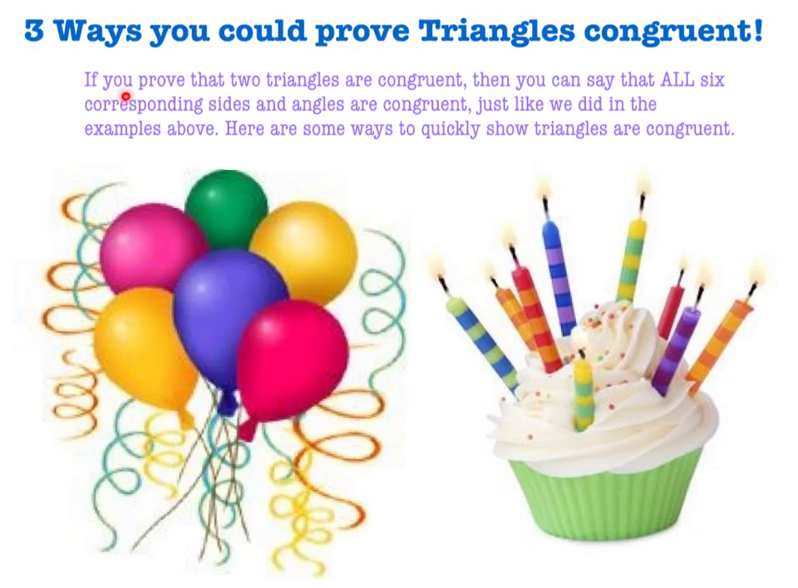Here's what it says. If you prove that 2 triangles are congruent, then you can say that all 6 corresponding sides and angles are congruent. So if you can show 2 triangles are congruent, then those corresponding sides and angles are all congruent. That's just like what we did in the examples above.